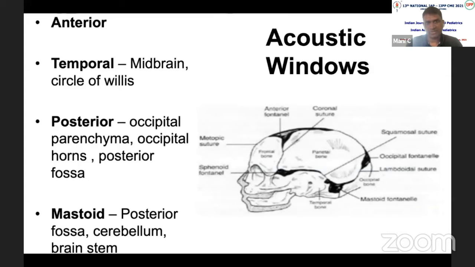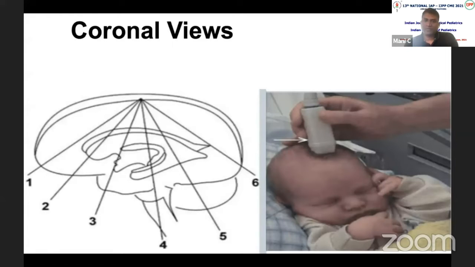The windows that we have in the skull are various, but commonly the scan is done at the anterior fontanelle. That is the one which gives a maximum view of the brain, but it is also important to look at the temporal and mastoid views, which give special access to the midbrain and cerebellum. The posterior fossa we sometimes do as well, but that is very difficult to do. In the anterior fontanelle, the sections we do are coronal and sagittal sections. In the coronal, we take at least 6 images going from the front to back.